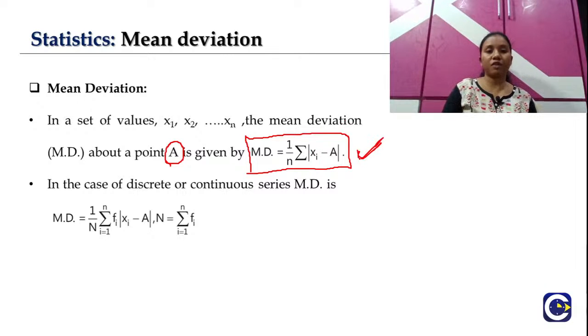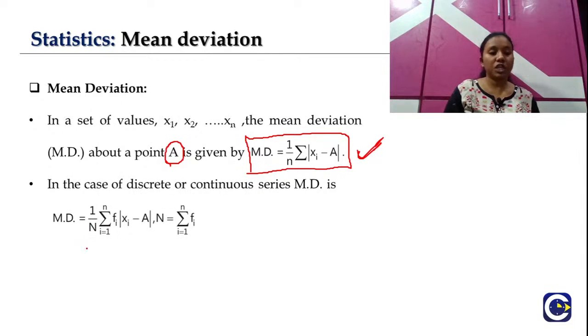So this is the formula for individual distribution. But there will be a different formula in case of the discrete as well as the continuous distribution. So let's see the formula for the discrete and continuous series of distribution here. As we know, for discrete and continuous we'll be having the frequency here. So here we will be adding the frequency, and the capital N will be coming in place of small n.